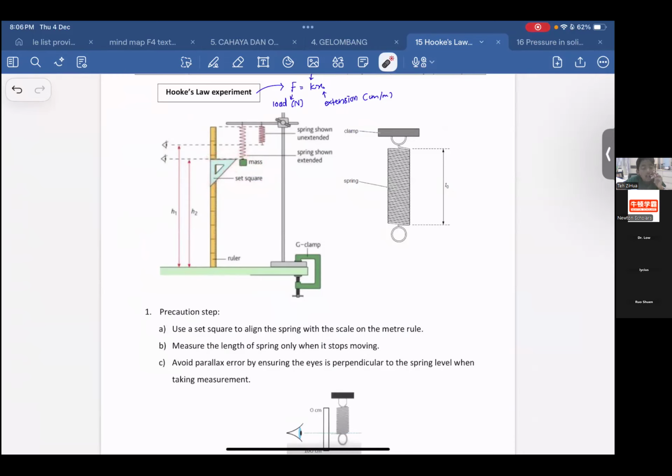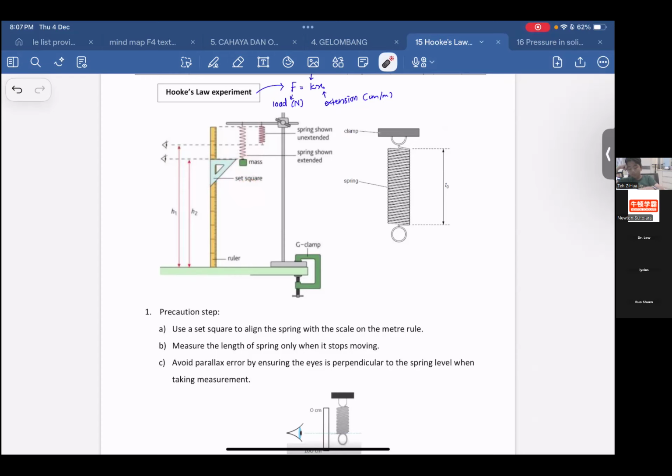If you use your eyes, maybe you will be slightly slanted. Maybe, we don't know. So maybe you read 12.5, your friend reads 12.6. So it will be slightly different. But we're using the set square to help us get the horizontal reference. So this is one of the important techniques.